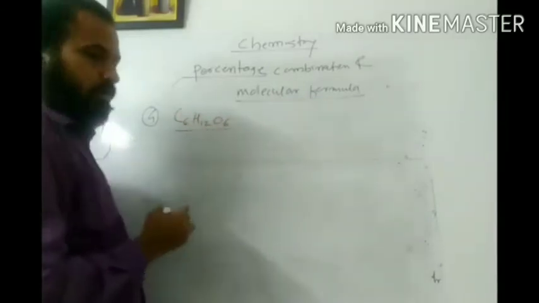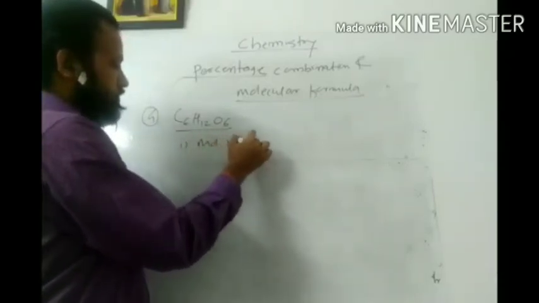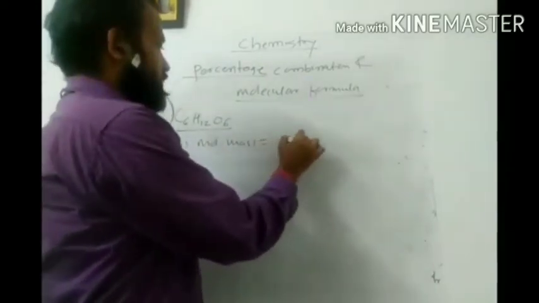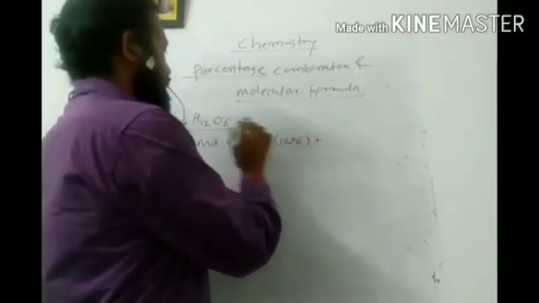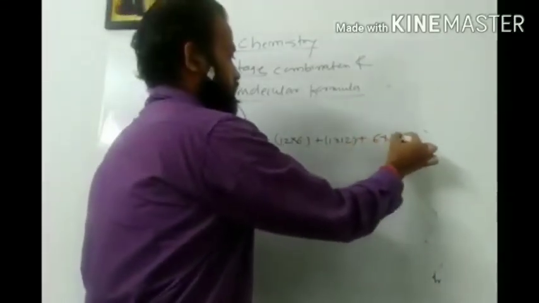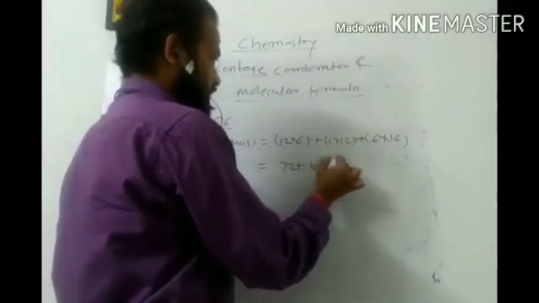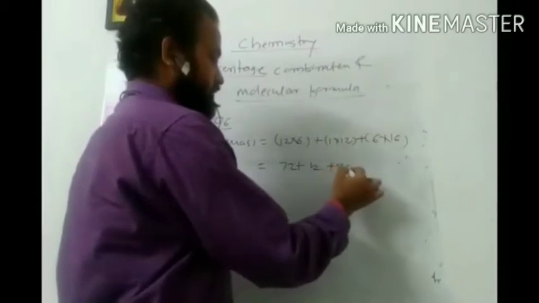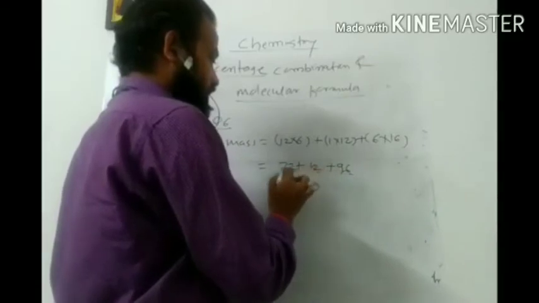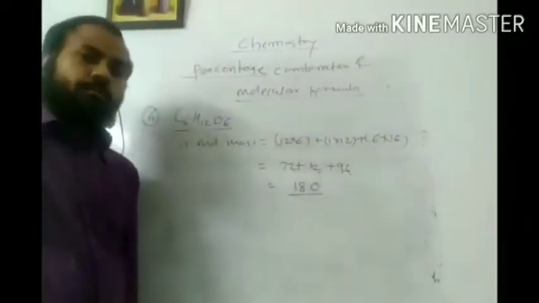C6H12O6. First step, as I already told you, calculate the molecular mass. So it becomes 12 carbon into 6 atoms plus hydrogen 1 into 12 plus oxygen 6 into 16. So 12 times 6 is 72, plus 12, plus 16 times 6 is 96, so it becomes 180. So 180 is the molecular mass of glucose.